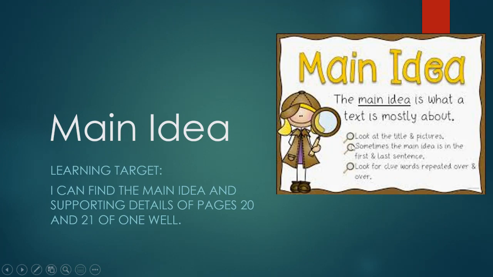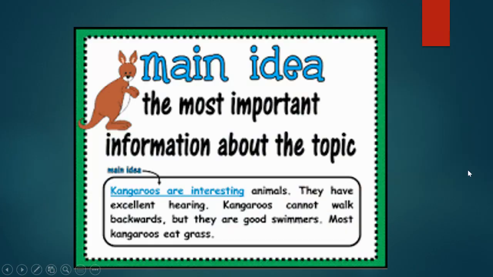Some clues that can help you determine the main idea are: look at the title and pictures. Sometimes the main idea is in the first and last sentence. And look for clue words repeated over and over. Main idea: the most important information about the topic.